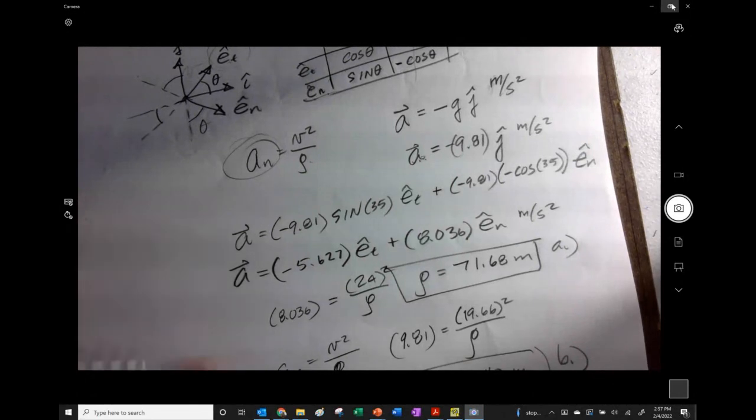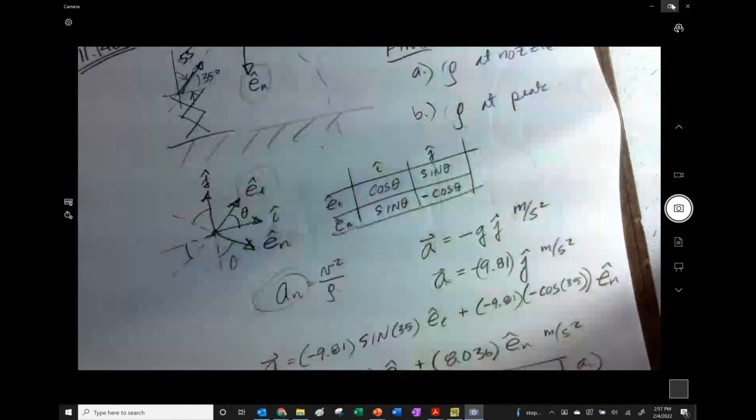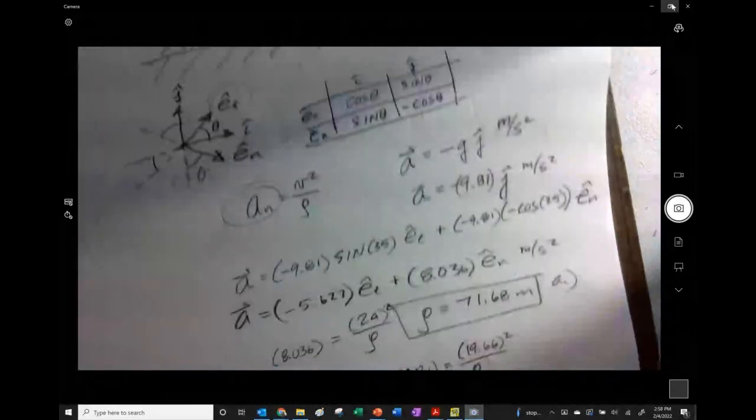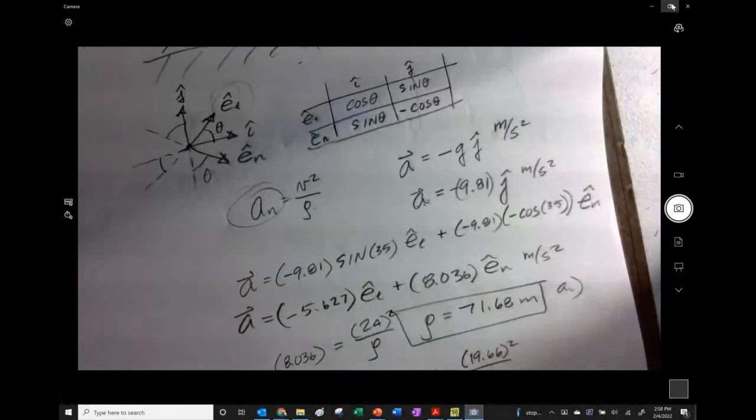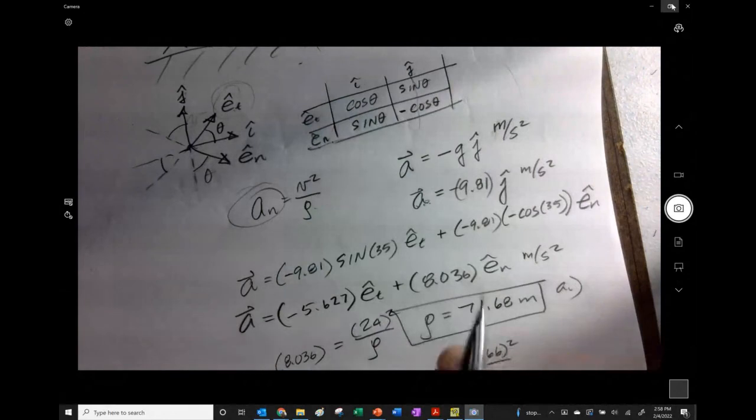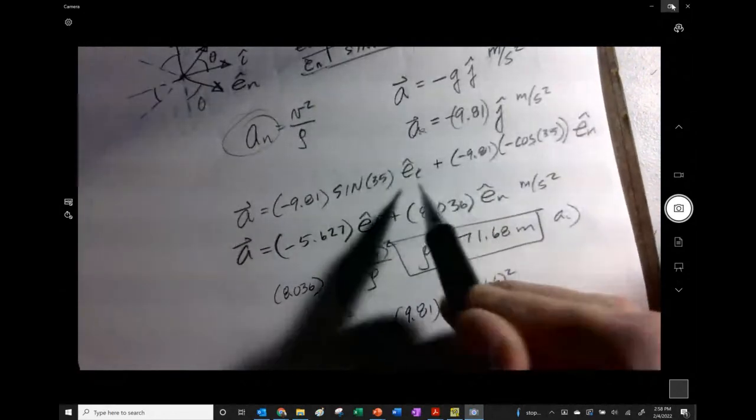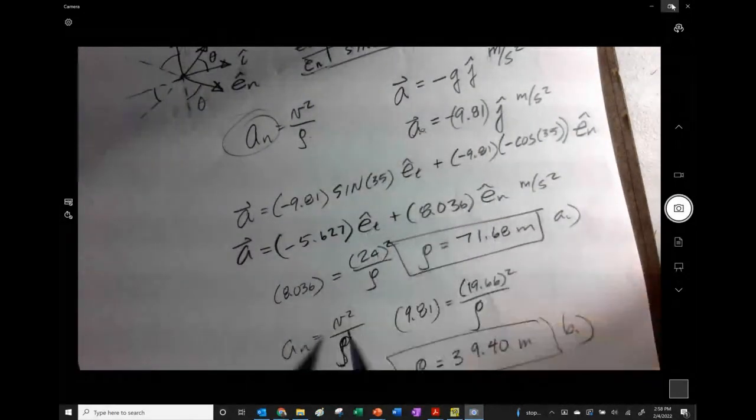But now you've seen two examples of it in these two parts. So anytime you're looking for the radius of curvature, the big idea is to be on the lookout for how you can find what the normal acceleration is going to be.